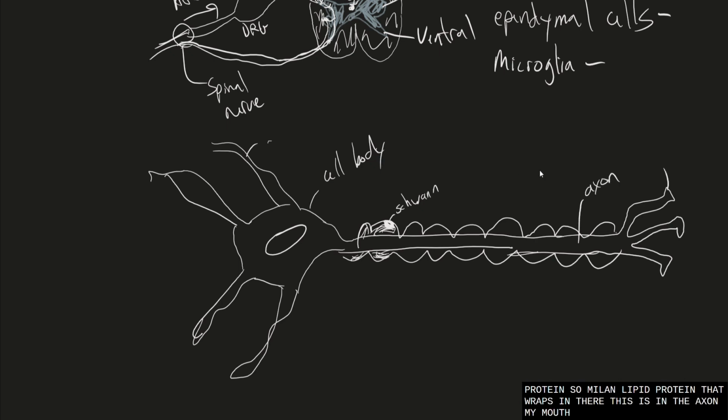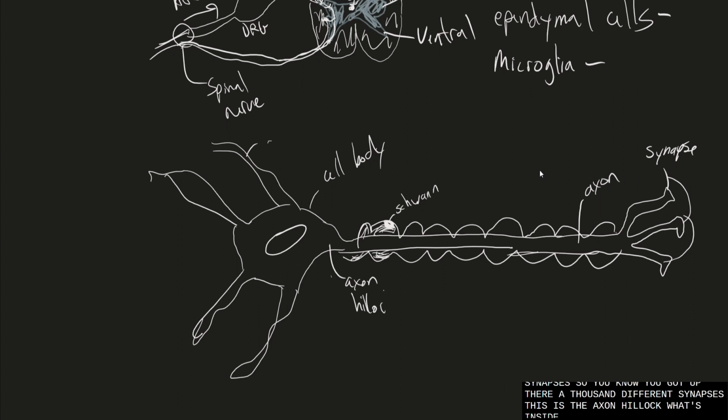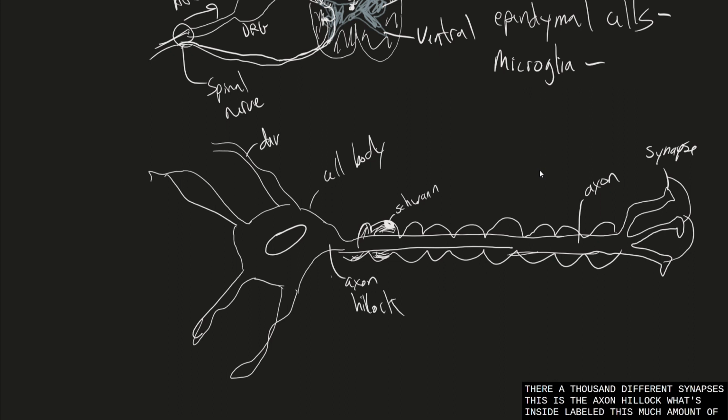Oops, hit my mouse. This is the synapse, or multiple synapses. You can have up to 1,000 different synapses. This is the axon hillock. And since I labeled this much, I might as well just write dendrite up here. Those are the main parts of a neuron.